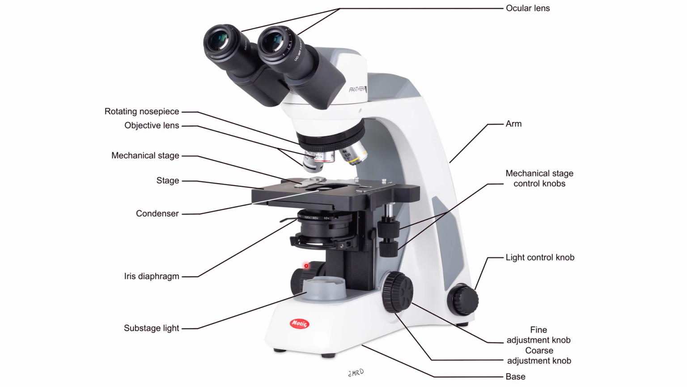Now, the light is going to come from underneath the slide. Sometimes it's called a substage light, other times just called your light source. And we turn that on, obviously, somewhere on the base. And usually there will be a light control knob. This microscope has it right here. It's called a light control knob.